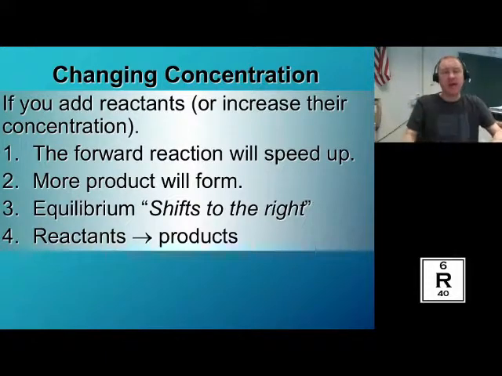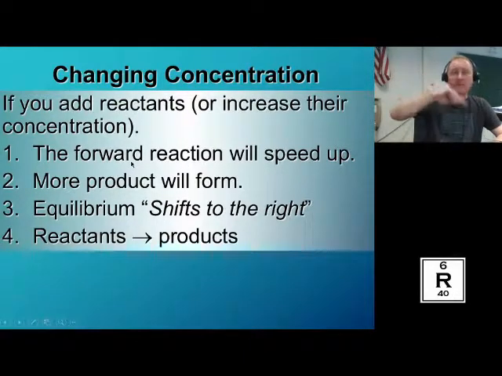So what happens when you add more reactants, or add more people to the first floor, is that it'll speed up as more people start going to the second floor. There'll be more people on the second floor, which is more product, if we said the bottom floor is reactant and the top floor is product. This is a great video I have for you guys.